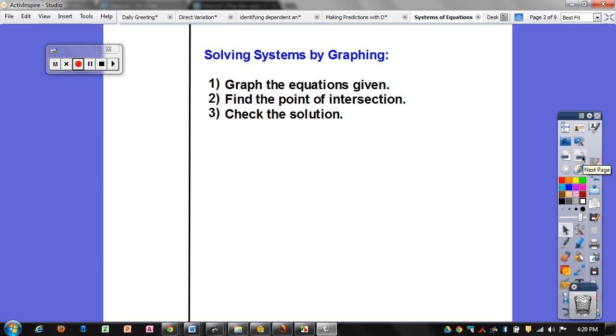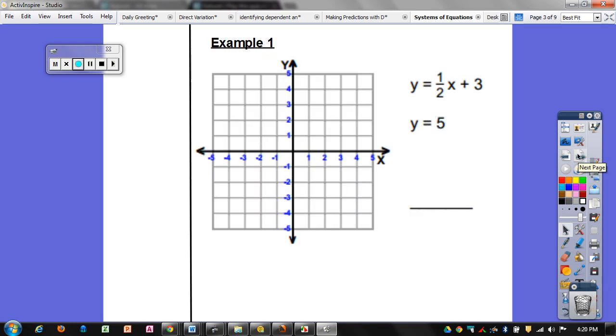To solve systems by graphing, you're going to graph the equations given. You're going to find the point of intersection, and then you're going to check your solutions. So let me show you what that means.